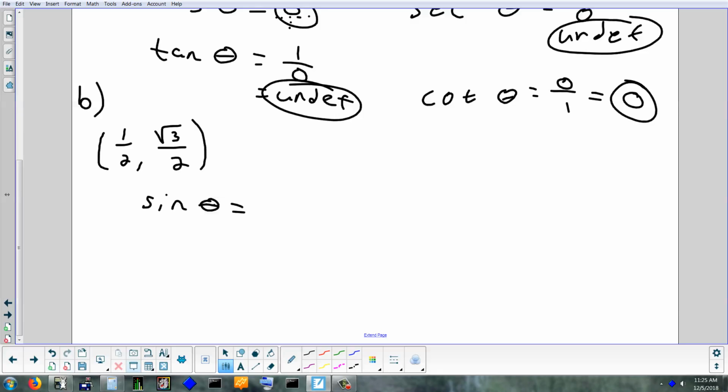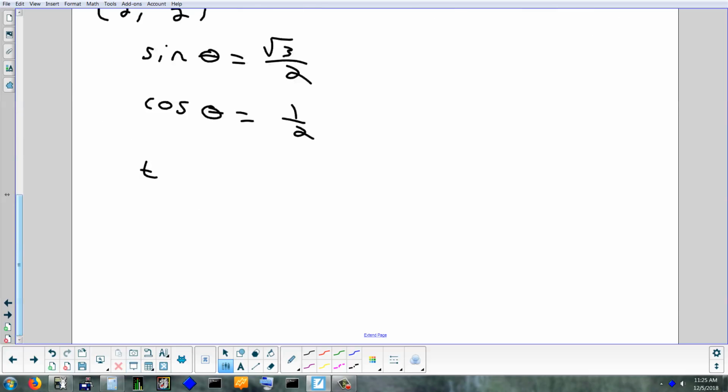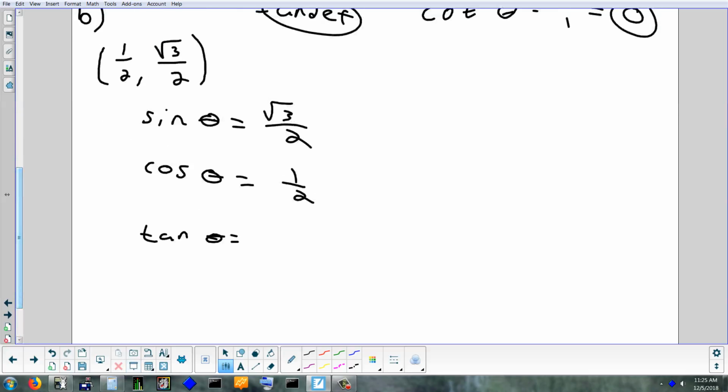What's the sine? Yep. Square root of 3 over 2. How about my cosine? It's 1/2. And the tangent, well, you basically got the calculation for the tangent written right above. The tangent is y divided by x. So just imagine putting a division line right there and do that out, and that's the answer for the tangent.